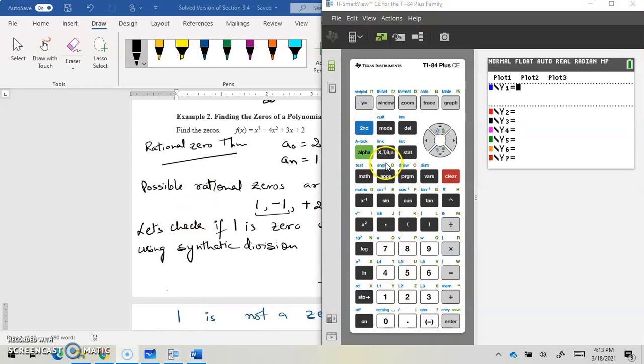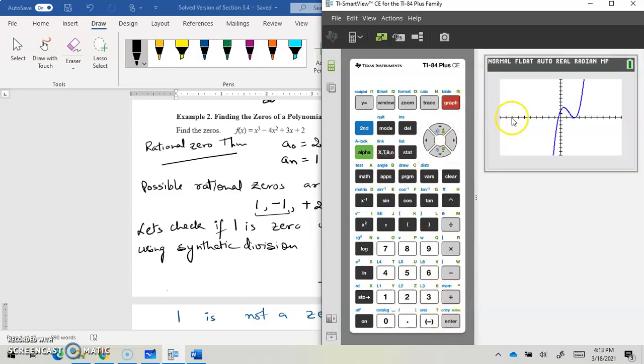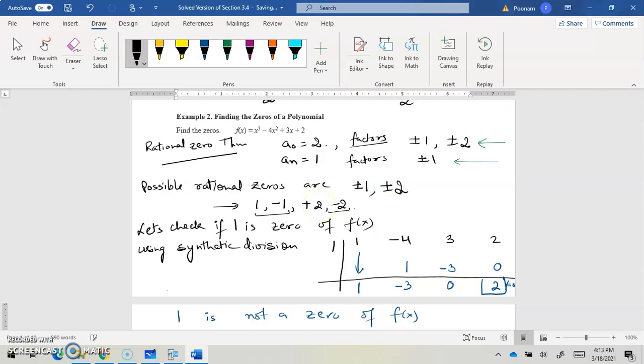You can graph the function. Let's say in y, I'm going to write the function's polynomial, which is x cubed minus 4x squared plus 3x plus 2. This is my function. I'm going to graph it. So you see approximately which one do you think is the x-intercept? X-intercepts are the zeros, right?